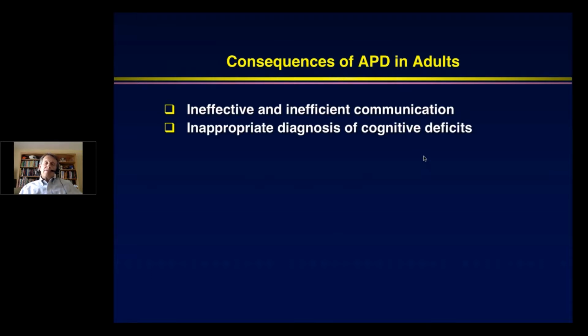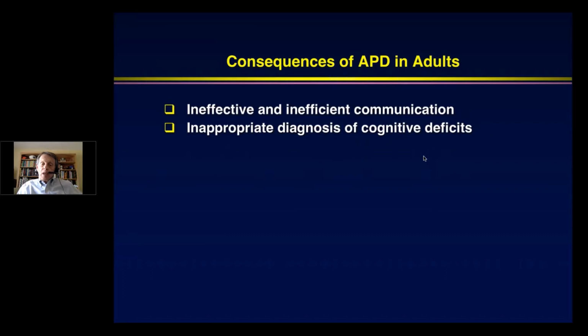Another consequence of APD in adults is that it's not recognized. An audiologist doesn't evaluate them, and so the assumption is it must be a cognitive deficit. And so you have adults who are being classified as having dementia when in fact they have auditory processing disorder, or maybe they have both, and they're experiencing the consequences of both poor cognitive function plus auditory processing disorders. When we get to the workshop, I'll talk about this.